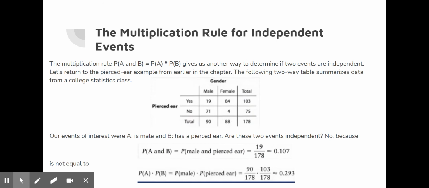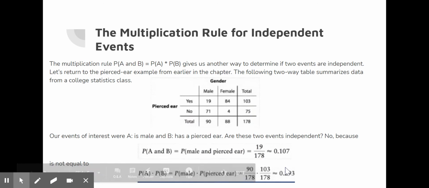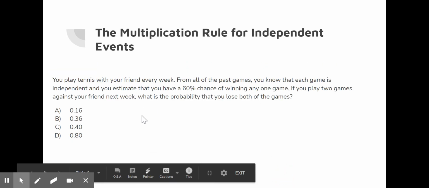No, they're not, because the probability of A and B, if you were to find their probabilities, they are not equal to each other. So the probability of A times the probability of B equals the probability of the male times the probability of B, or the pierced ear, which is 0.297. So since these two are not equal, then they are not independent.